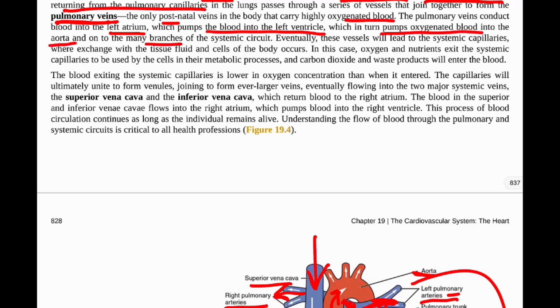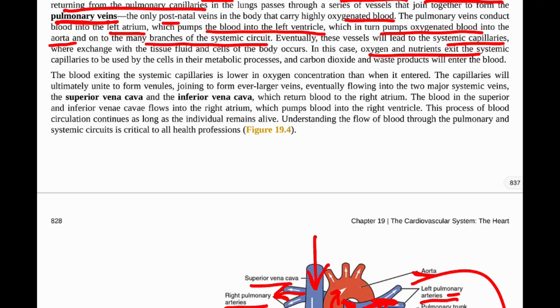Eventually these vessels will lead to the systemic capillaries, where then we have that exchange, the carbon dioxide going in, the oxygen coming out of the blood. Also, remember, nutrients are doing this also. We talk about it in terms of oxygen versus carbon dioxide, but just remember, all of these things are happening as well. We've got wastes that are moving into the blood. We've got nutrients moving out of the blood. All of these things are happening as well.